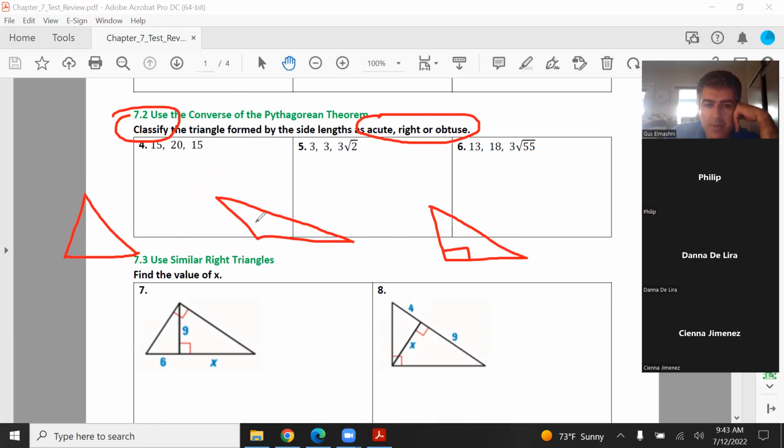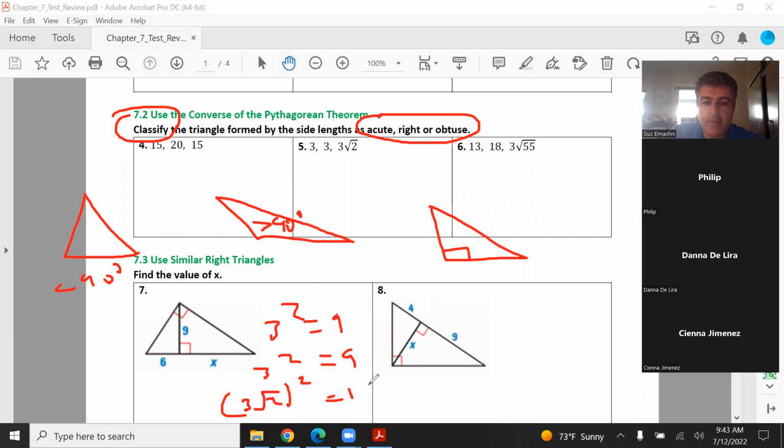So this is greater than 90 degrees right here, and every angle here is less than 90 degrees for acute. So how do you go about classifying? What you do is you take each side and you square it. So for number 5, I'm going to do 3 squared, 3 squared, and 3 root 2 squared. That's 9, 9, and 18.